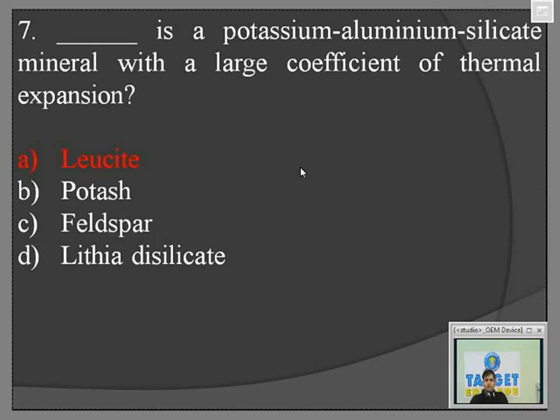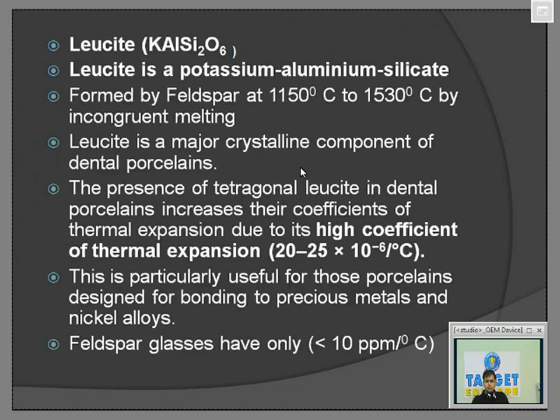Next question is, which is a potassium aluminum silicate material with a large coefficient of thermal expansion? So the correct answer is lucite. This is also a fact based question. You have to remember some facts about lucite. We will see now.